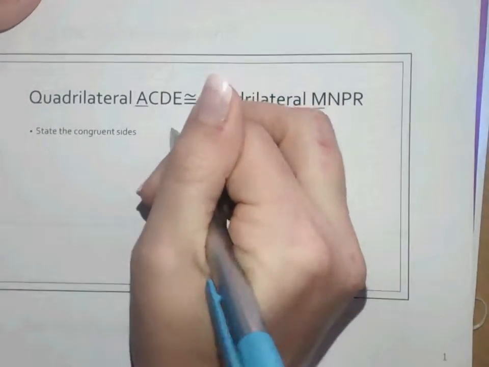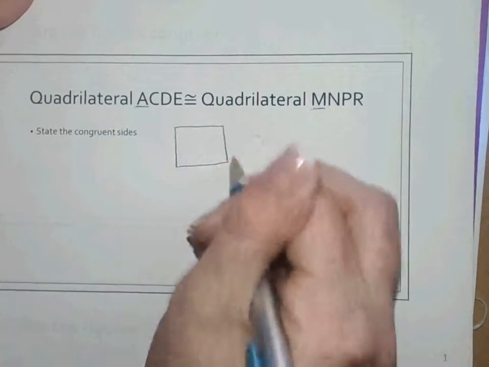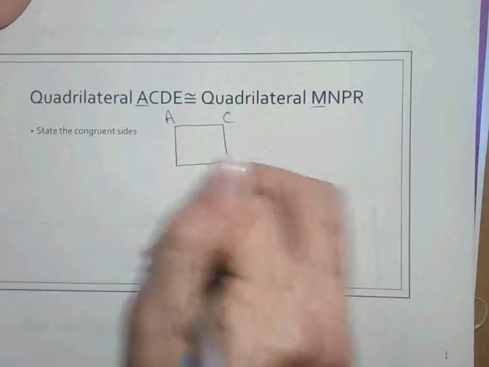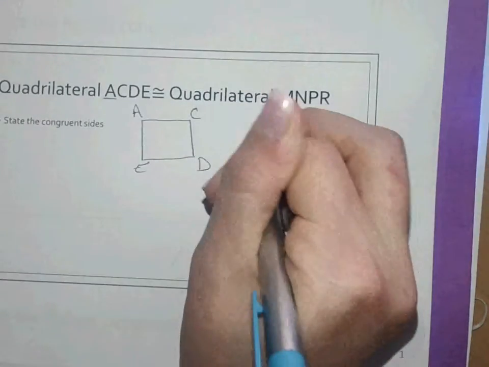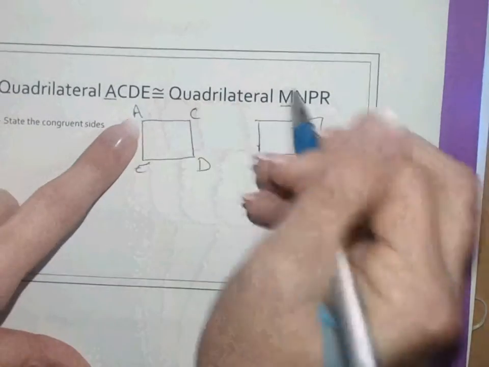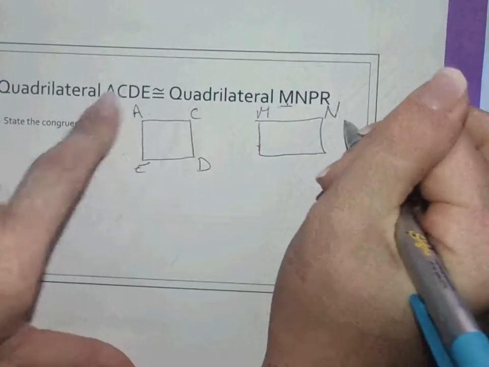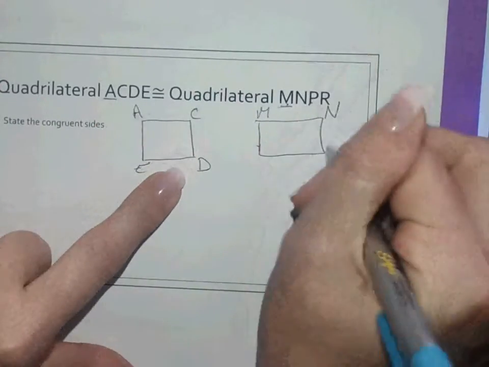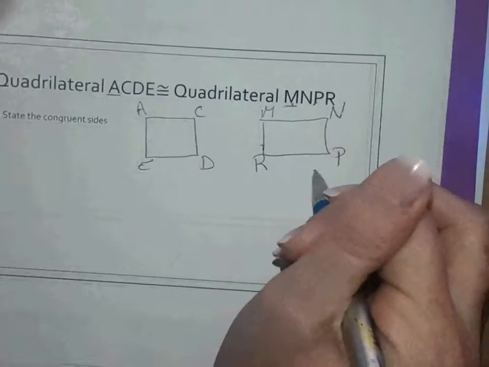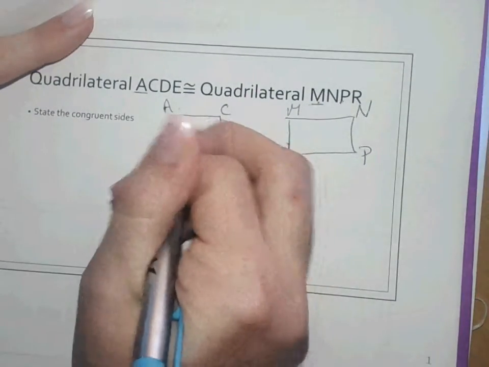Okay, so I could draw a picture if that helps. Remember you can always draw on here: ACDE, and we talked about how it matches up the letters that correspond: A and M, C and N, D and P, and E and R. So now all we have to do to state the congruent sides is list them.